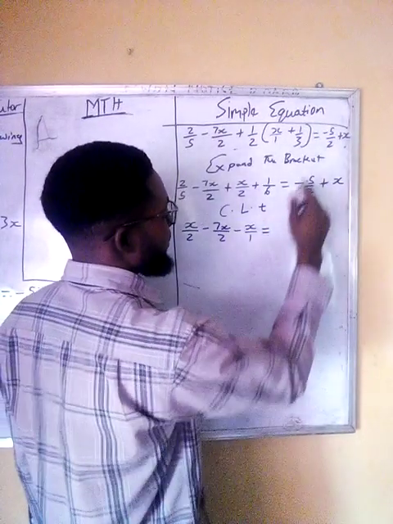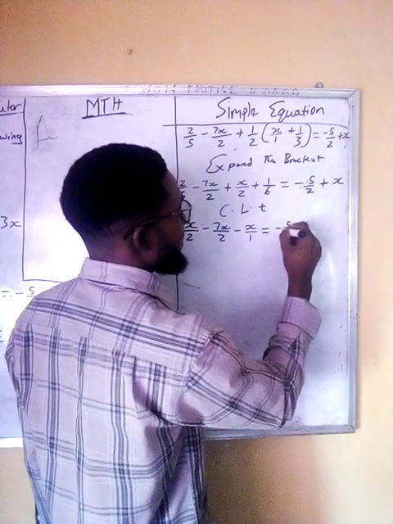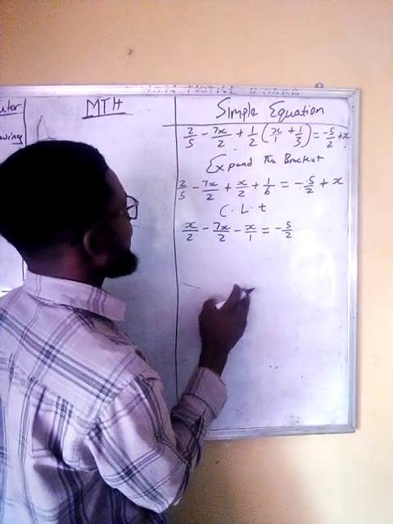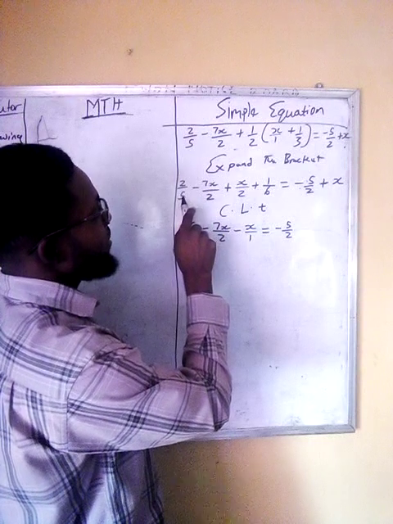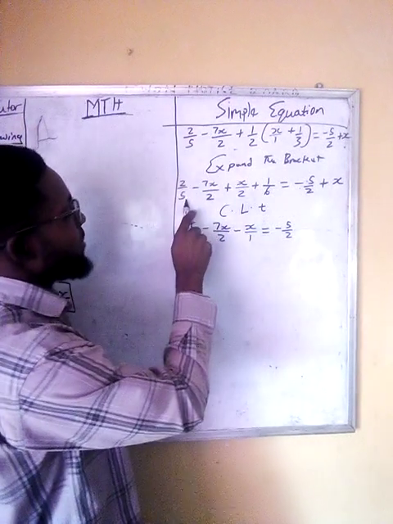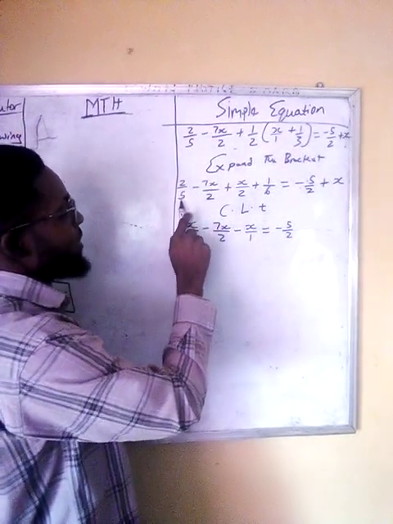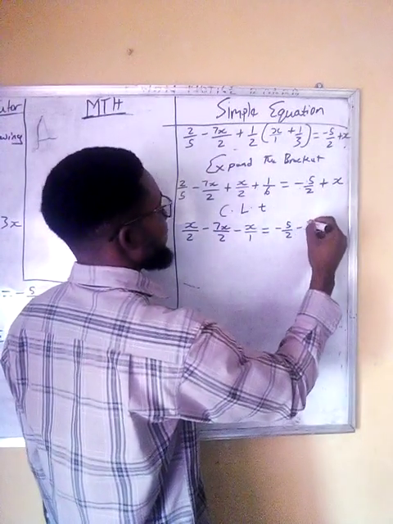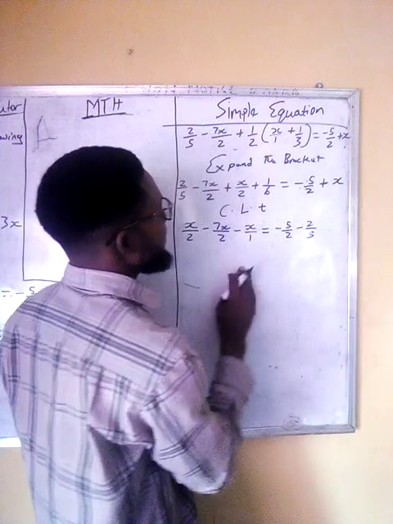So this equals minus 5 all over 2. Alright, look at this other one here. 2 over 5 is positive. So when you cross over the equality sign, it changes to negative: minus 2 over 5.